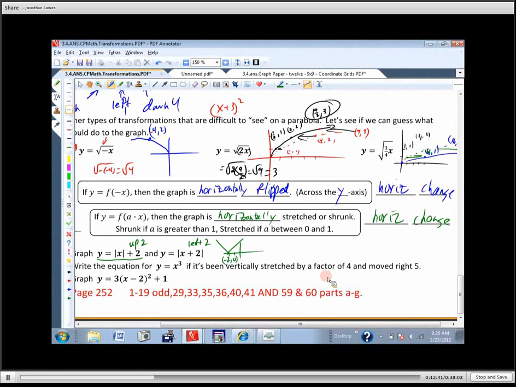Check with your neighbor, see if you got the same thing. Chase, you're not going to check with your neighbor?